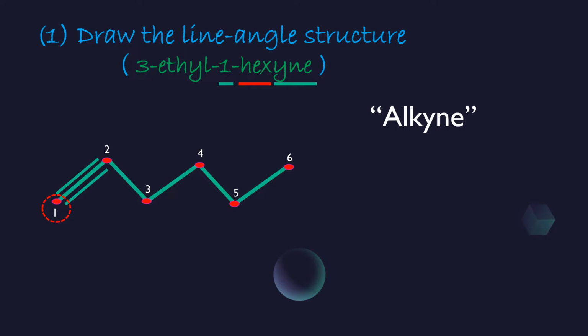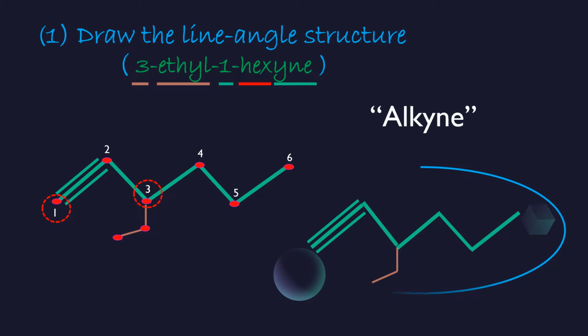Now look at the first part of the name. Ethyl implies that there is an ethyl group, which will have 2 carbons. The number 3 directs its location to the third carbon. Find the third carbon and finish the drawing. There it is. Here is the final drawing.